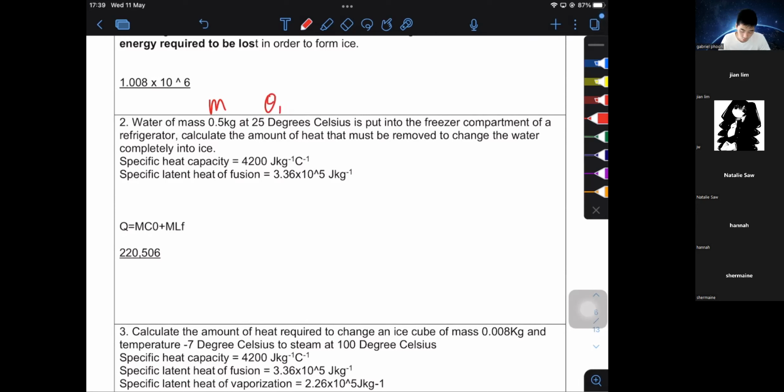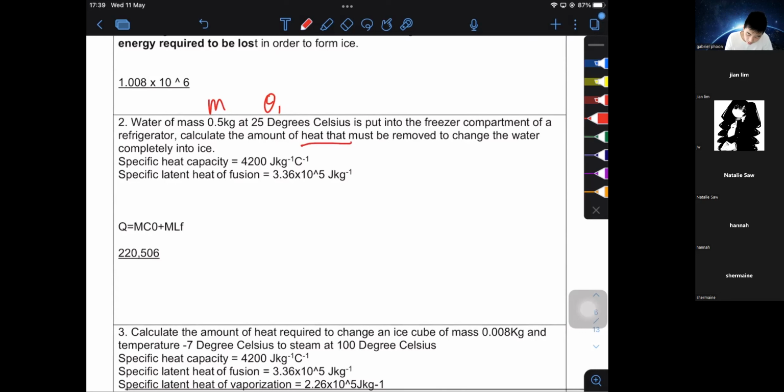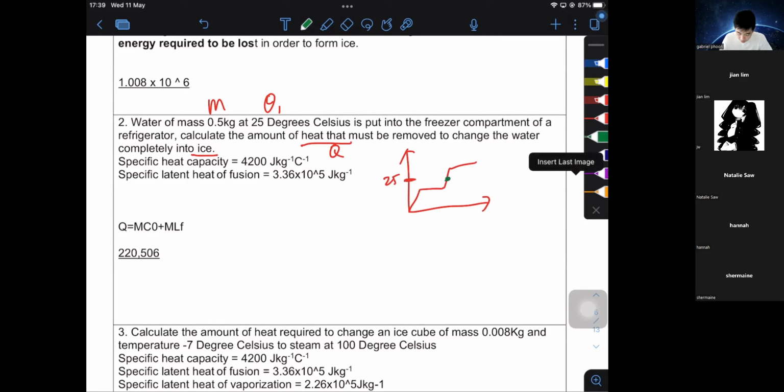So let's say this is temperature 1 here. It's put in the freezer compartment of a refrigerator. Obviously, the temperature is going to decrease. Calculate the amount of heat that must be removed to change the water completely into ice. Now, if I were to imagine the temperature versus time graph, let's draw a mini scale one. This water starts off at 25 degrees Celsius, which is somewhere around here. Then after that, they say that it wants to completely turn into ice.